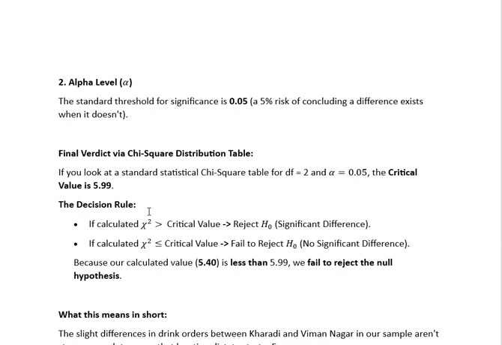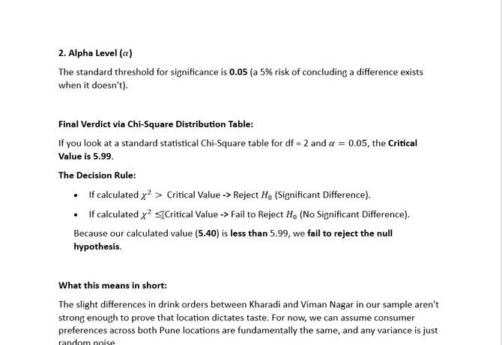The decision rule: if the calculated chi-square value is greater than the critical value, reject the null hypothesis; significant difference. If the calculated chi-square value is less than or equal to the critical value, fail to reject the null hypothesis, that is, no significant difference. Because our calculated value 5.40 is less than 5.99, we fail to reject the null hypothesis.